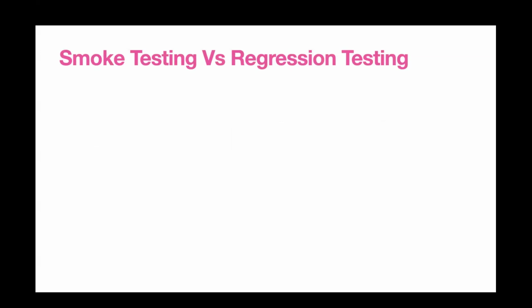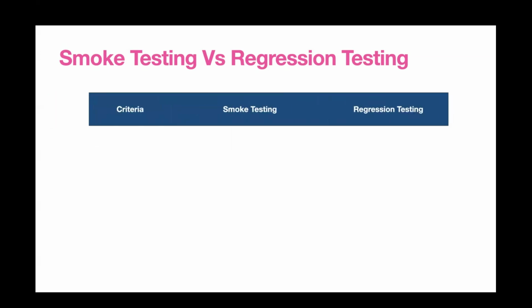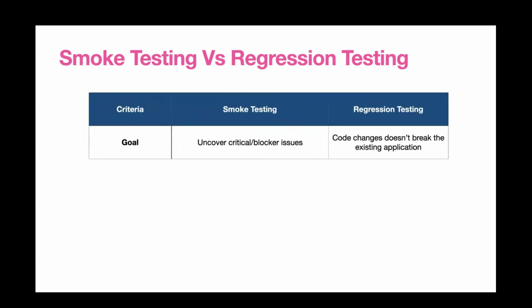Smoke testing versus regression testing. Let's learn about the difference between smoke and regression testing step by step based on different criteria. Goal. The goal of smoke testing is to uncover the critical or blocker issues in the application using the test cases that cover important functionalities of the software. Whereas in regression testing, the goal is to ensure that the new code changes do not break the existing functionality of the software.